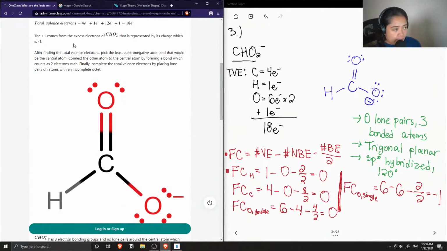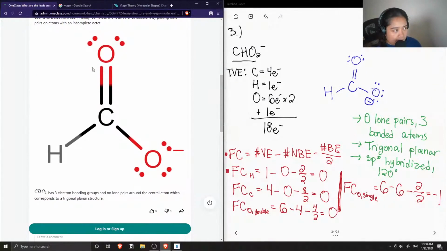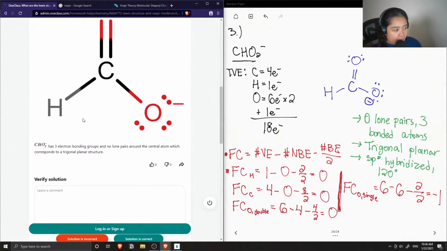After finding the total valence electrons, pick the least electronegative atom, so that would be hydrogen, but since hydrogen can only form one bond, then carbon would make sense as the central atom. And then you complete the total valence electrons by placing lone pairs on atoms with an incomplete octet. So CHO2- has 3 electron bonding groups and no lone pairs around the central atom, which corresponds to a trigonal planar structure. Yep, so this solution is correct.